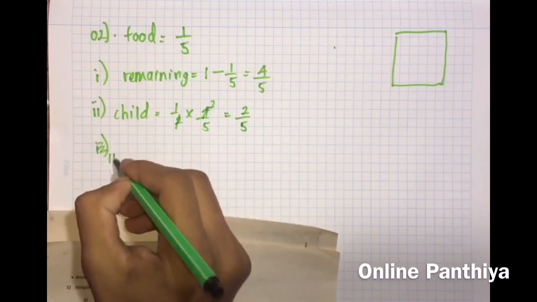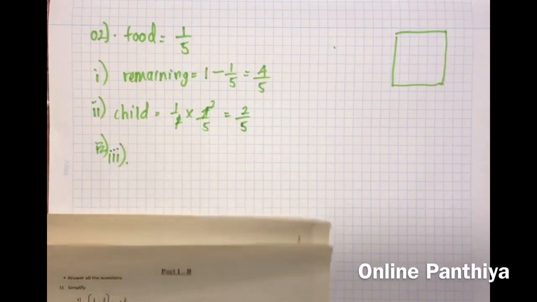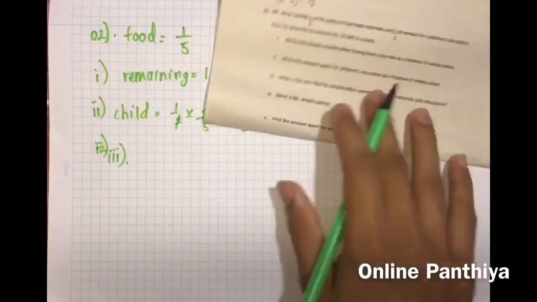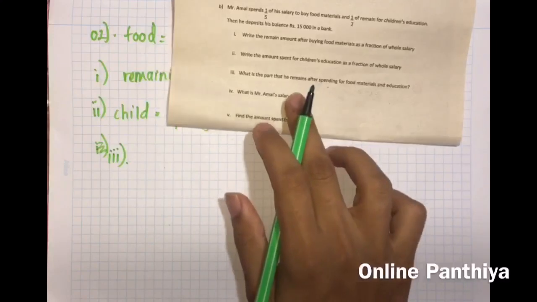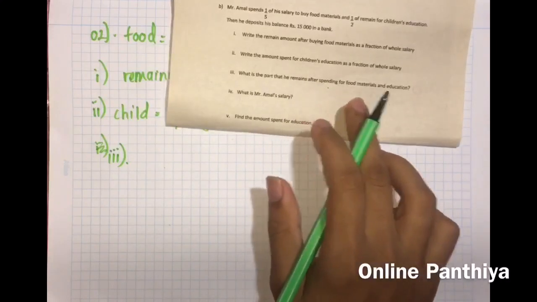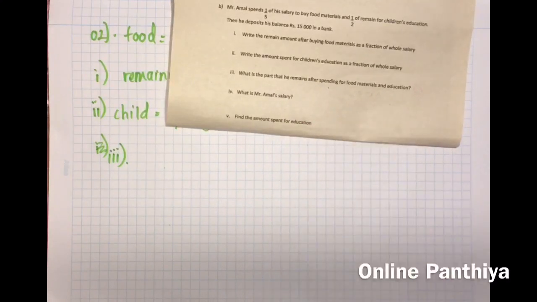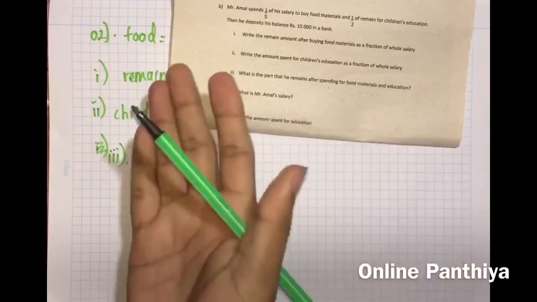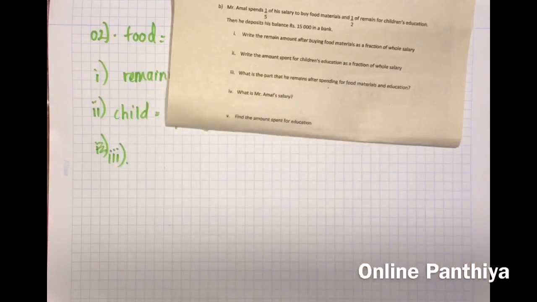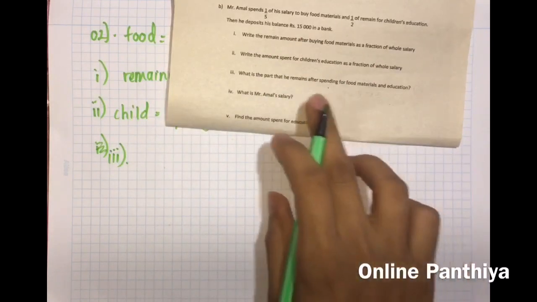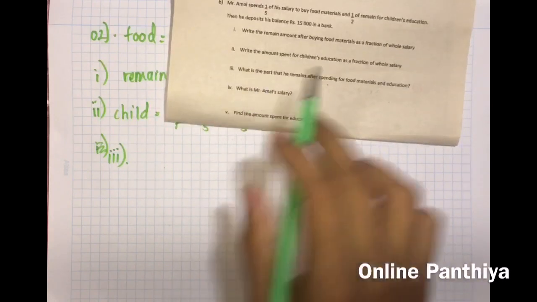Now what is the third one? Roman number 3, they request you to write what is the part that he has remaining after spending for food materials and education. This is like the amount he deposited in the bank, the balance he has, but you have to write it as a fraction. What is the part?